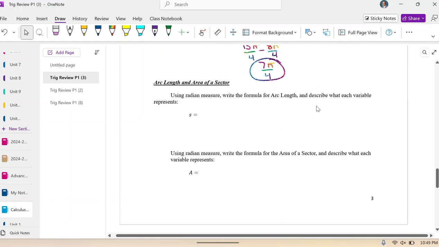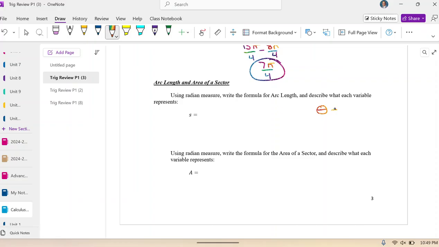So using the radian measure, write the formula for arc length. Well, remember, radian measure theta is equal to S over R, where S is the arc length, theta is the central angle, and R is the radius. So if you multiply by R, you get S equals R times theta. Basically, to find arc length, you take the radius times the angle.